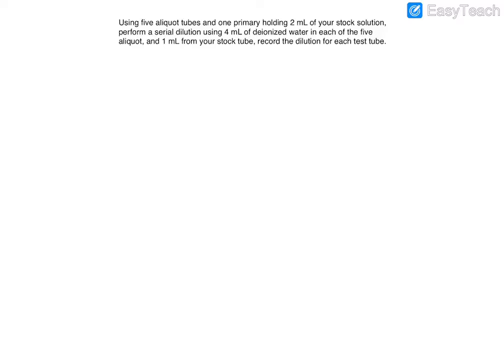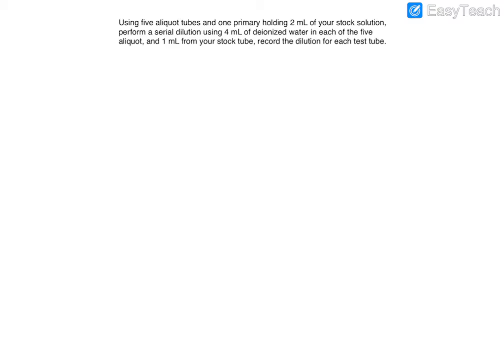Hello, I'm going to be doing a demonstration on serial dilution. Here's our question. Using 5 aliquot tubes and 1 primary holding 2 milliliters of your stock solution, perform a serial dilution using 4 milliliters of deionized water in each of the 5 aliquot tubes and 1 milliliter from your stock tube. Record the dilution for each test tube.